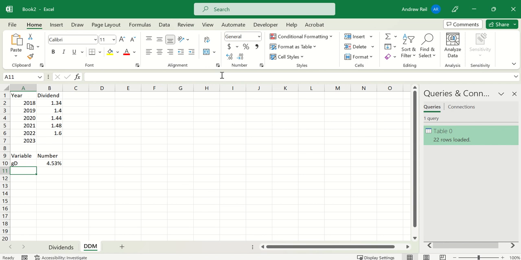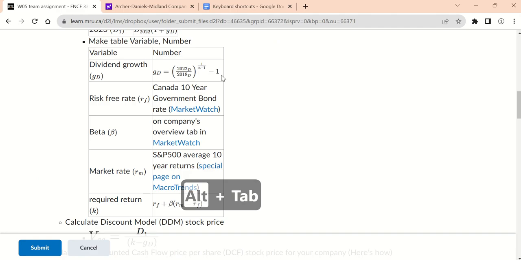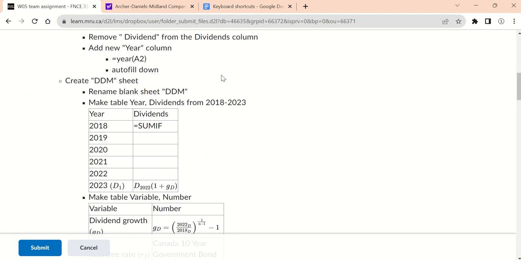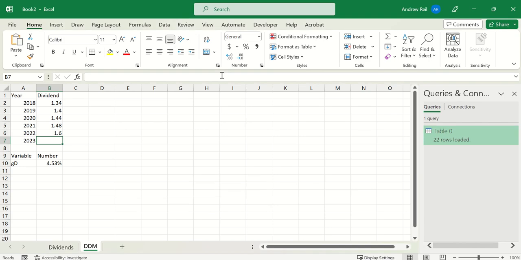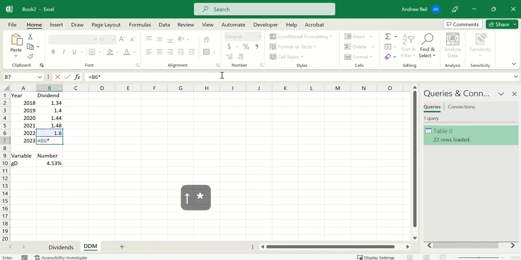Good, so we got that, and in fact we can now do this formula. The formula is whatever the most recent known dividend is, 2022 in this case, multiplied by 1 plus that dividend growth. So equal the most recent one multiplied by 1 plus this dividend growth.